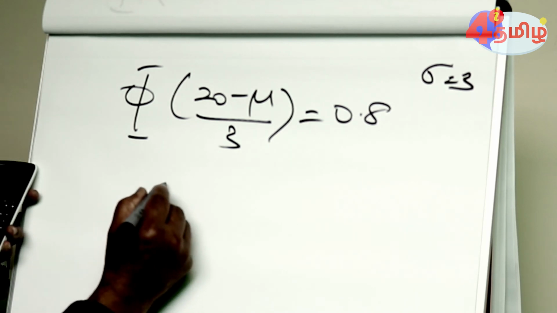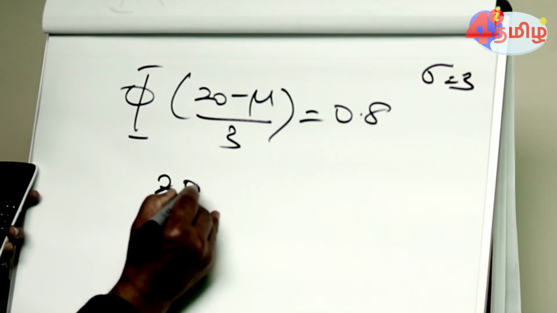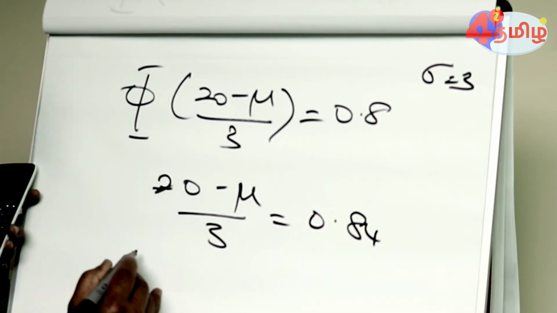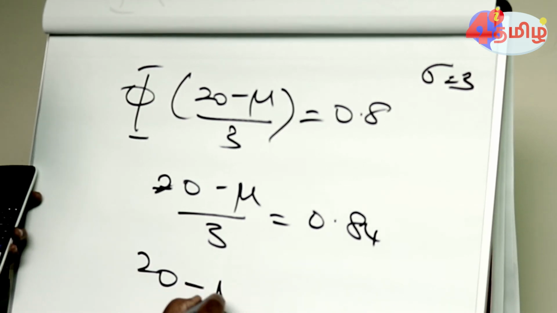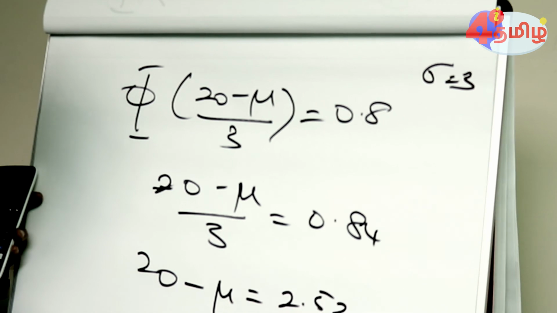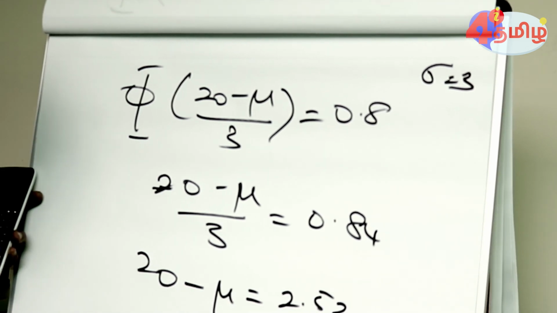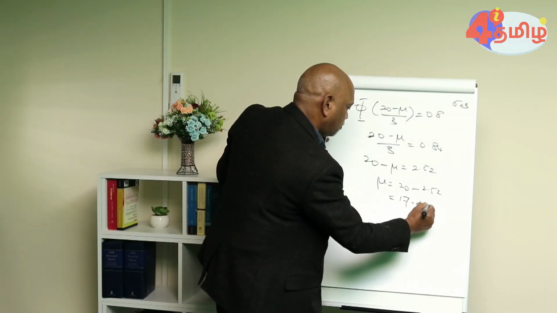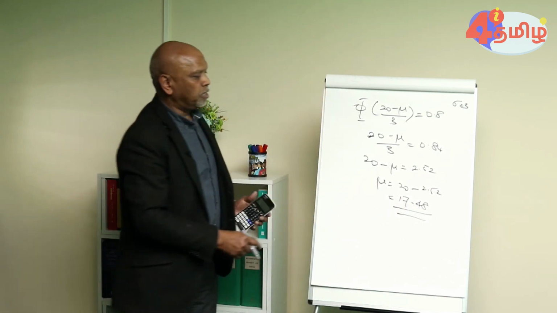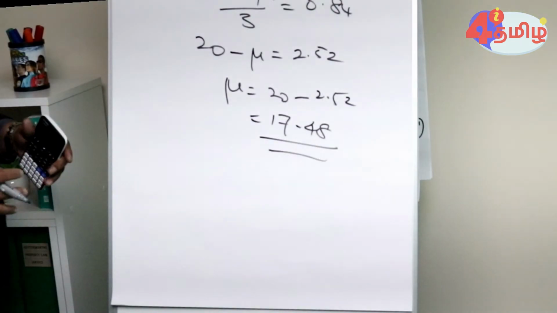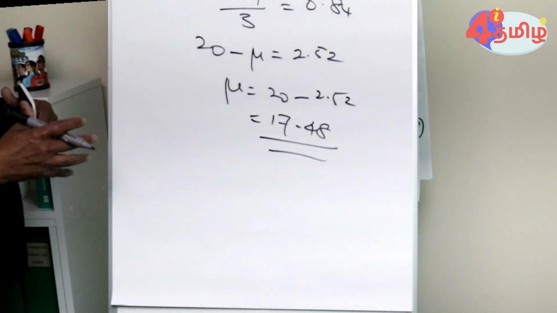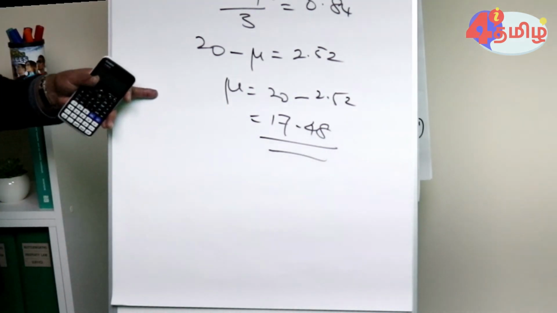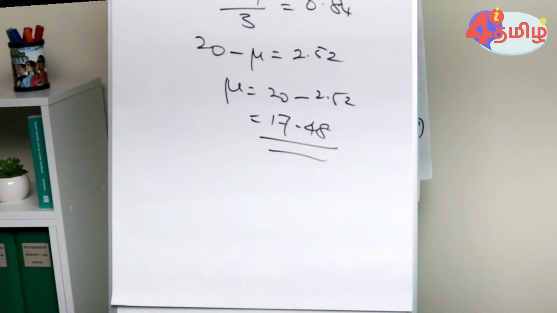So 20 minus mu divided by 3 equals 0.84. If I rearrange it, 20 minus mu equals 2.52. Mu equals 20 minus 2.52, which is equal to 17.48. So we have found mu. In order to find mu, this is how we have to do it: we have to convert the normal distribution into the standard normal distribution, then use the usual calculation method to find mu. Thank you.